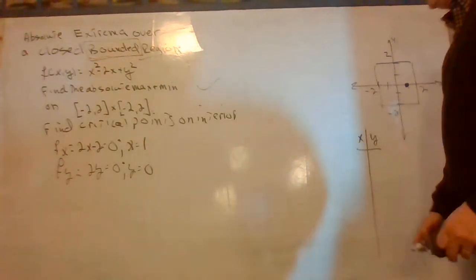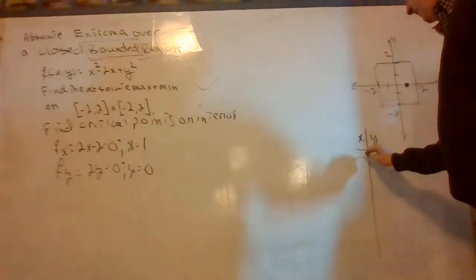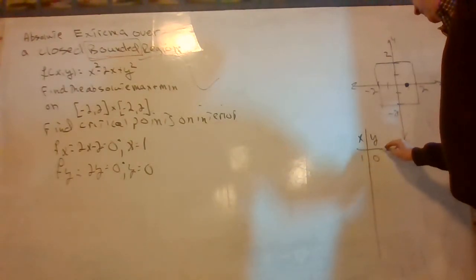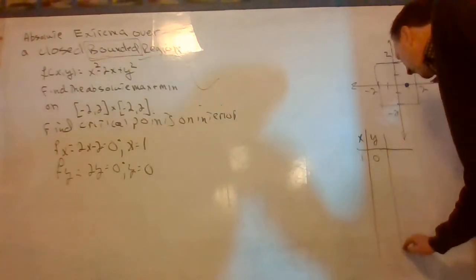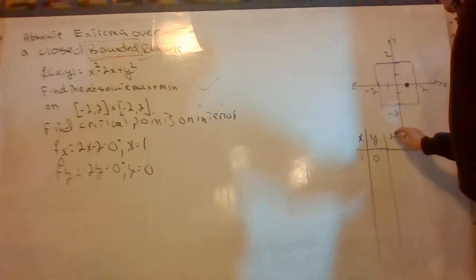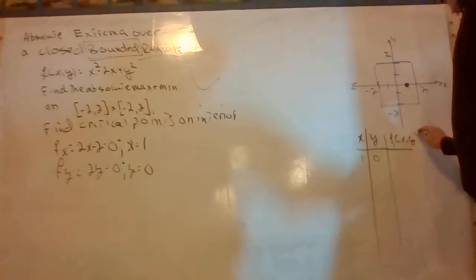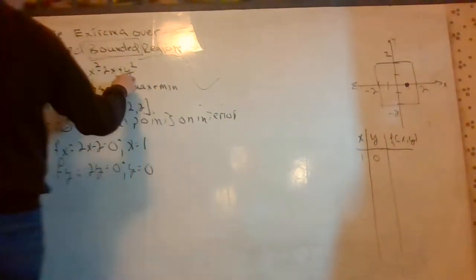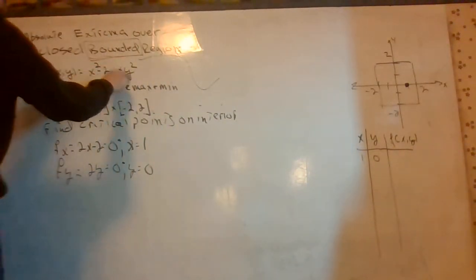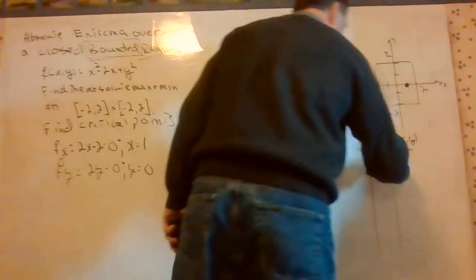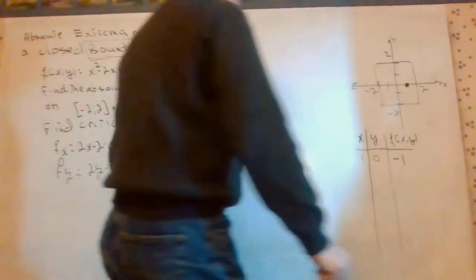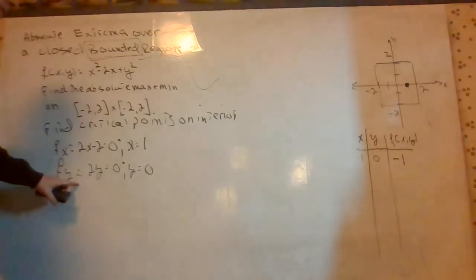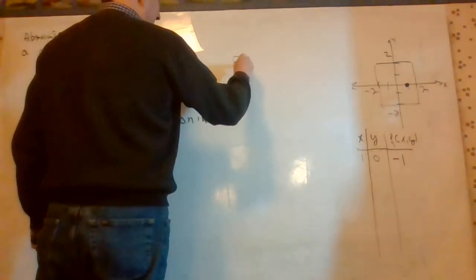We're going to make a finite list of possible candidates. Well, we have 1, 0. That's our first choice. We need a third column, f of x, y. And you can plug in 1, 0. Plug in 1 here, 0 here, 1 here. 1 minus 2, negative 1 plus 0, negative 1. And now we're going to check the boundary.